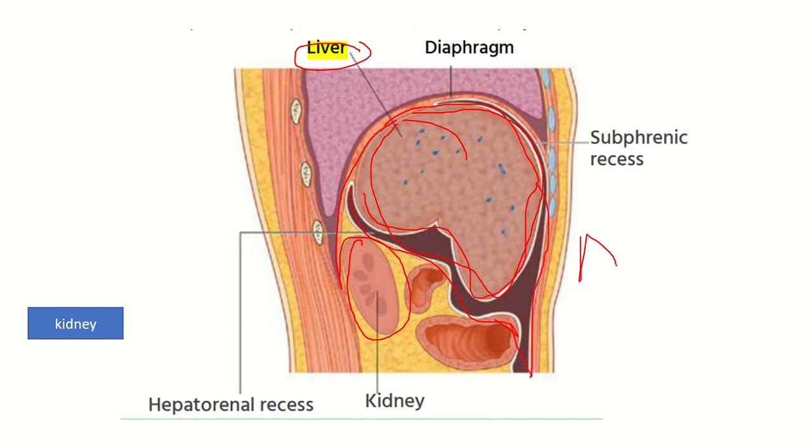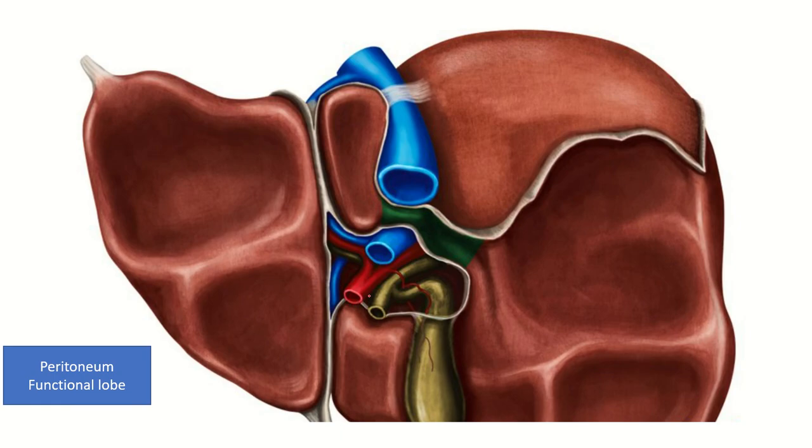This is the anterior abdominal wall, and the kidney lies in the posterior part. So the kidney lies below the liver.